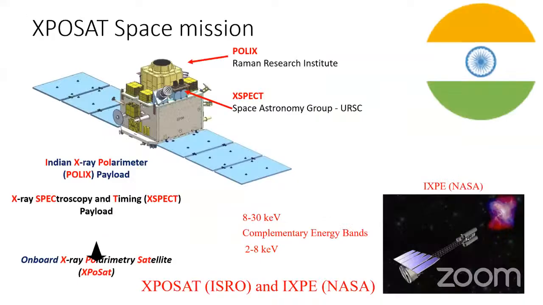Yeah, so this slide shows the XPoSat space mission. XPoSat is a science mission and collaboration project of ISRO and RRI. It contains 2 payloads, POLIX and XSPECT. Everything other than POLIX has been developed by ISRO.